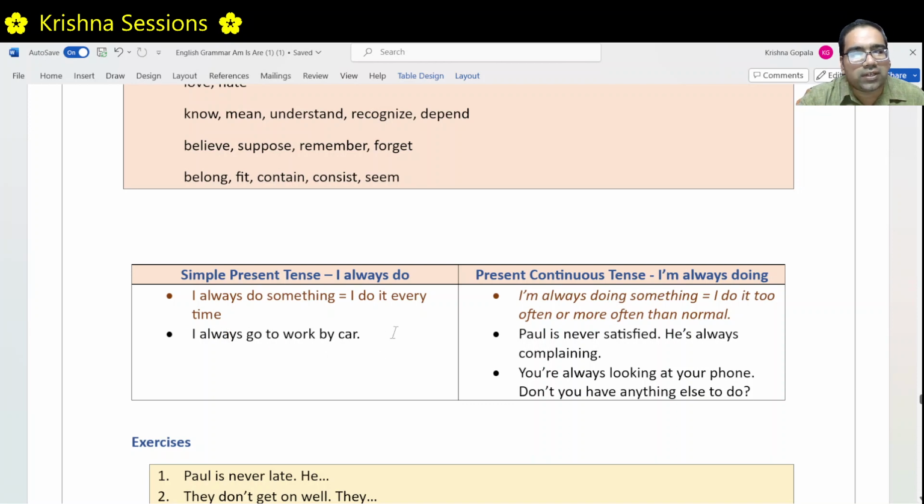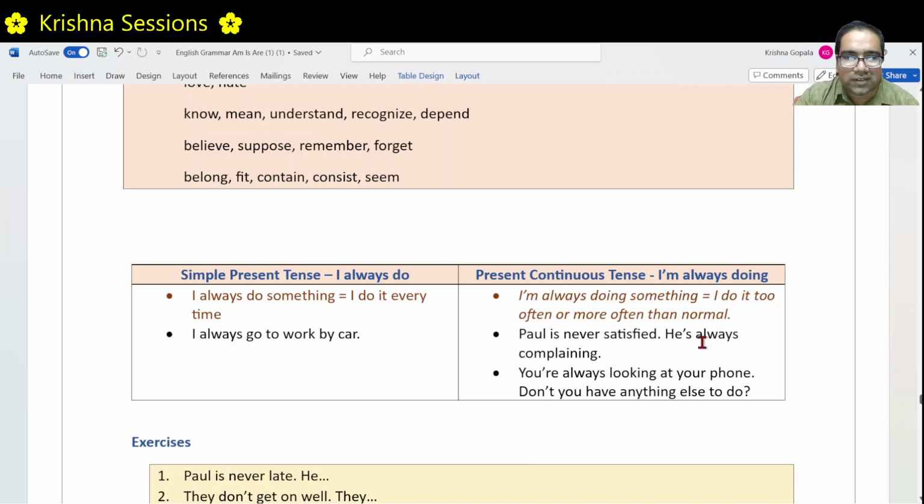I always go to work by car. That means this is a general statement and this happens repeatedly, like a habit. This is the general usage of always. Here, Paul is never satisfied. He is always complaining. That means he is complaining more often than normal. It's not like I always go to work by car, which means I probably go every day at 10 o'clock or 9 o'clock. But here it doesn't happen that way.